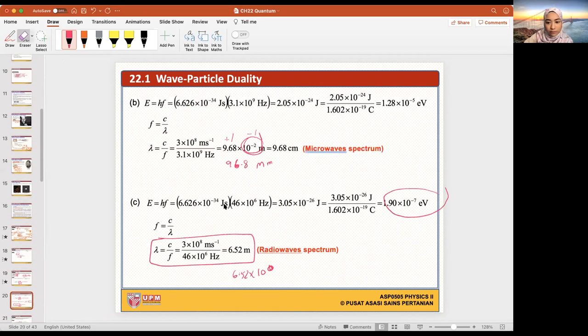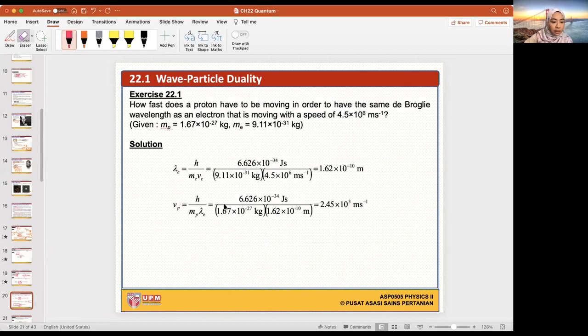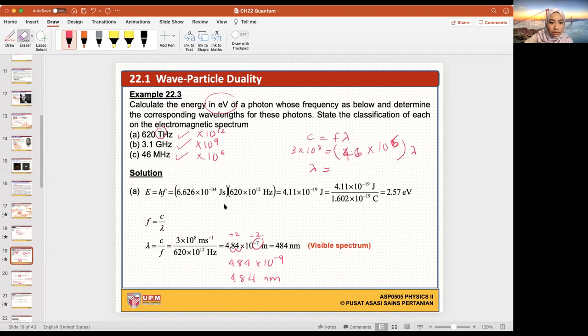So, radio waves, microwaves. Okay, we got that one. And then the last question asked, you tak ada suruh EV pun? Oh, ada. Sorry, saya tak perasan. Calculate the EV of the photon whose frequency. So, they ask you to find the EV as well. Saya yang tak sedar. Oh, so sorry. Okay, so E equals to HF.